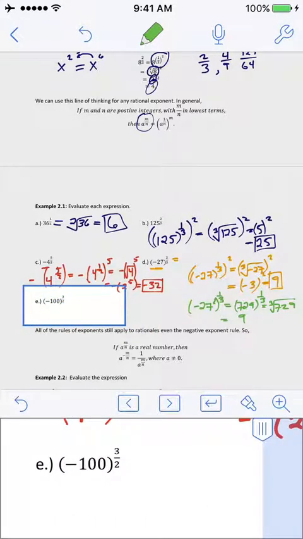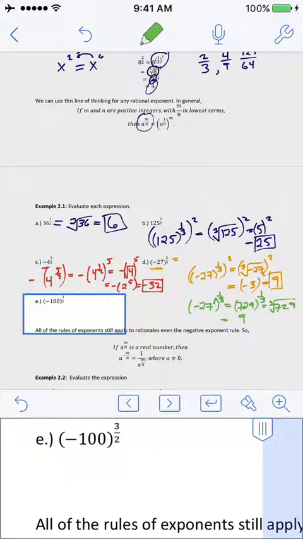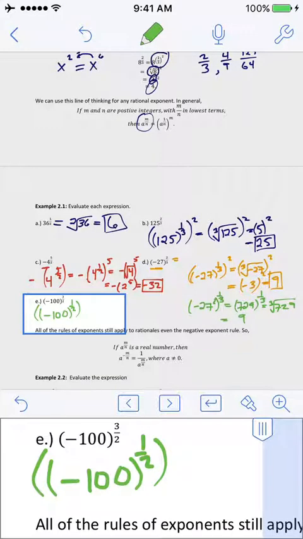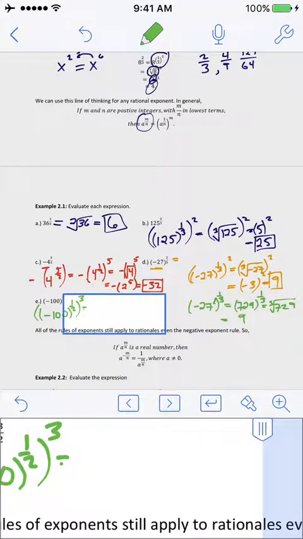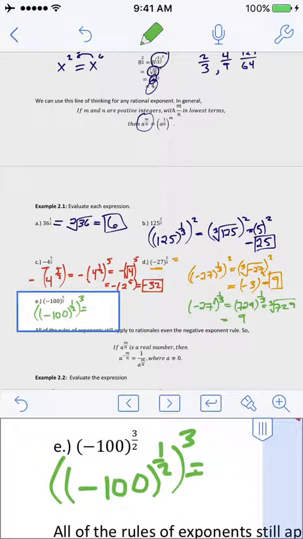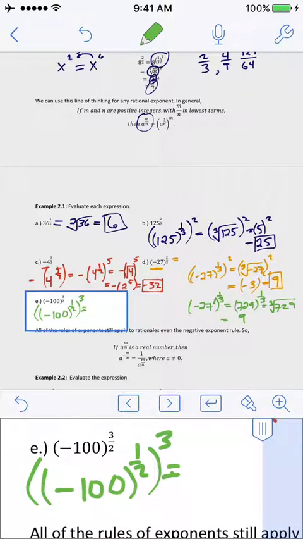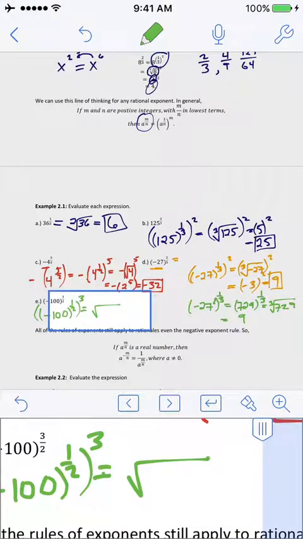-100 to the 3 halves. Let's try that. So we're going to split it up. It's in parentheses, so that entire thing is to the 1/2 to the 3rd, right? It's going to end up being the same. So here we have the square root of -100, all of that to the 3rd. And we run into a problem because this is an even root and -100, right? So there is no square root of -100. That's just not possible, right?